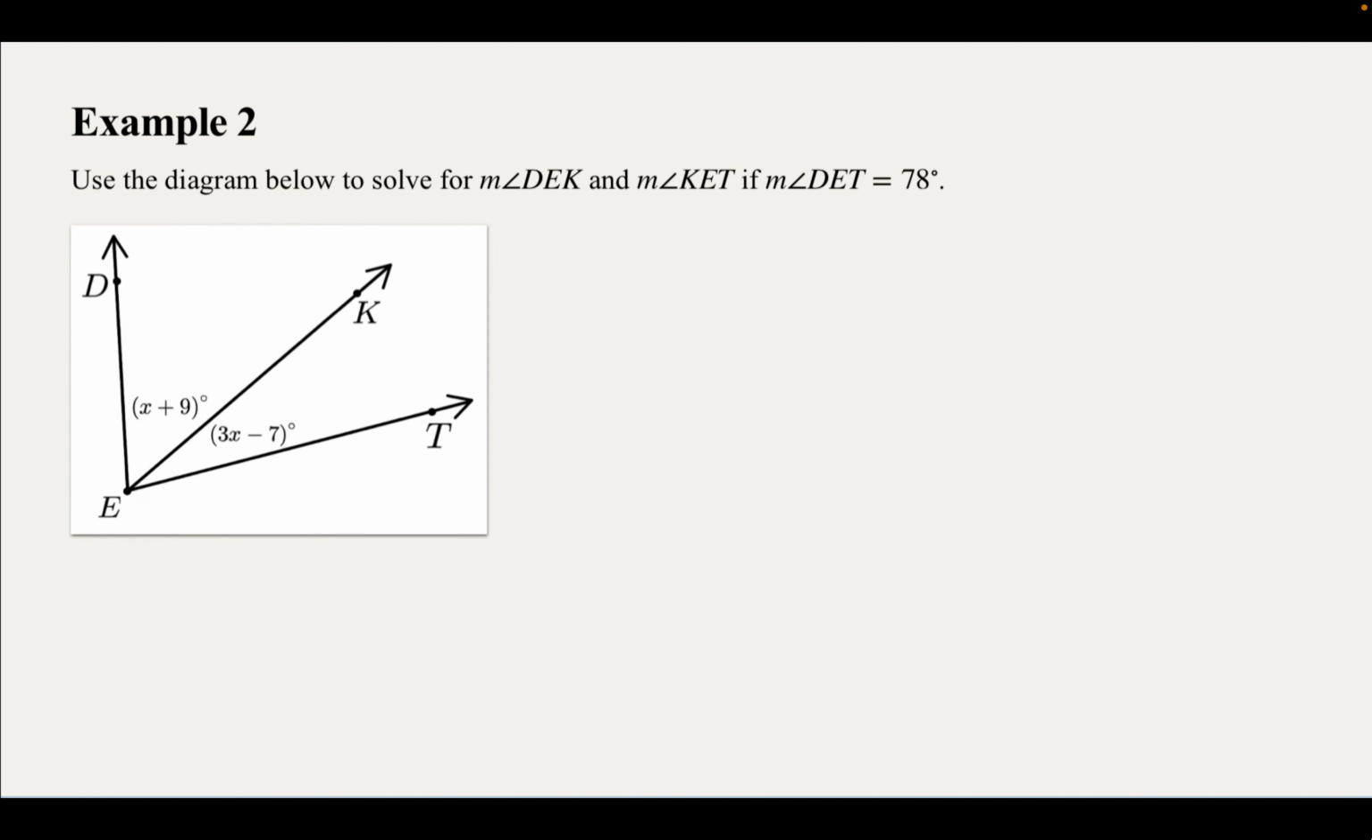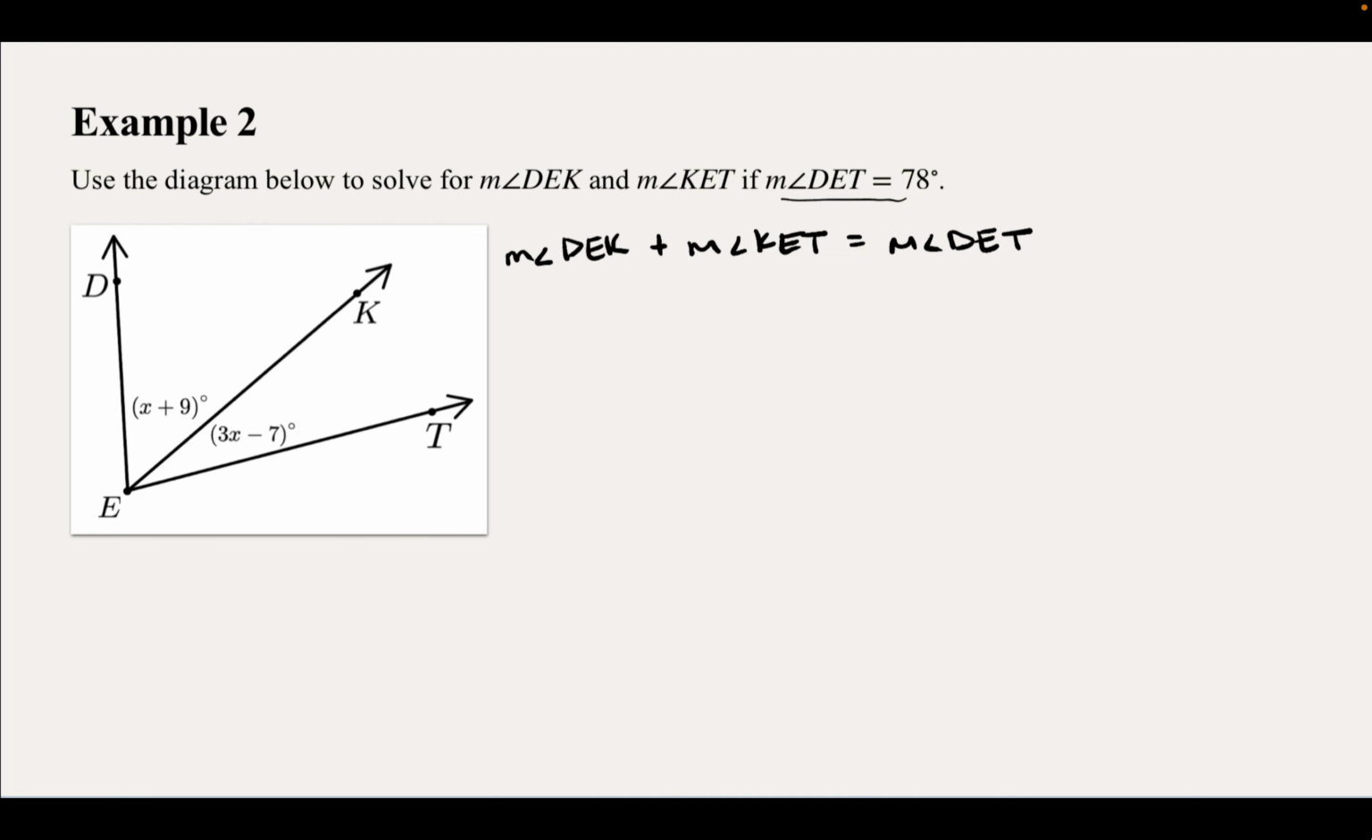Okay, in this diagram, we've got angle DEK with a measure of x plus 9, angle KET with a measure of 3x minus 7, and I'm told that the entire thing is measured at 78 degrees. We want to solve for the two angle measures. So my angle addition postulate says that the measure of angle DEK plus the measure of angle KET has to equal the measure of angle DET.